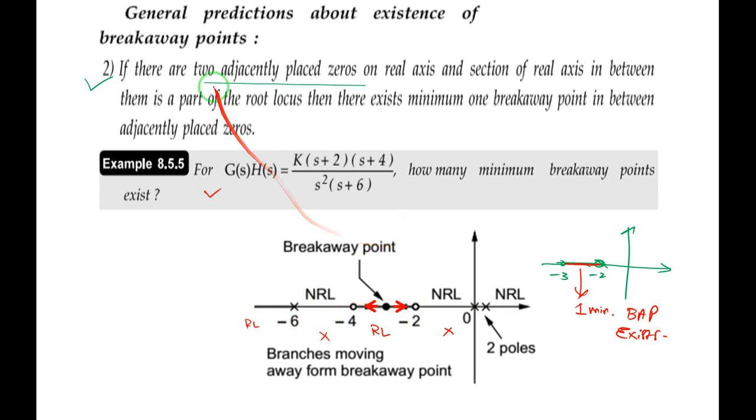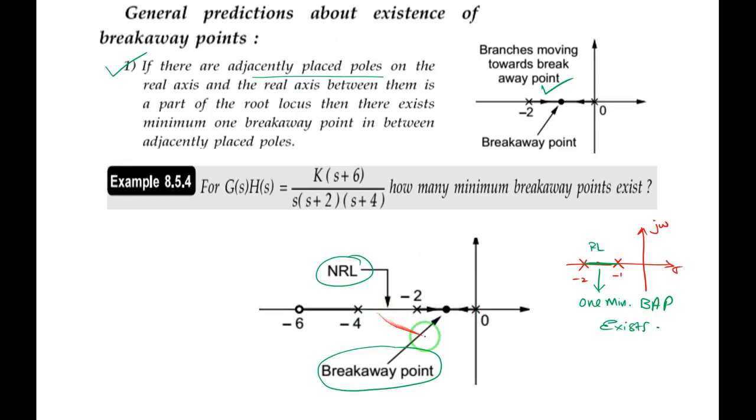But here we will concentrate on two adjacently placed zeros. So -2 and -4, these two are adjacently placed zeros, and it is a part of the root locus. Hence one minimum breakaway point exists between them, right? That point can be located anywhere from -2 to -4. I can take it anywhere. And you can observe the direction of the arrow mark. Always the branches will approach the zeros. From this point it is going towards this zero. From this point it is going towards this zero.